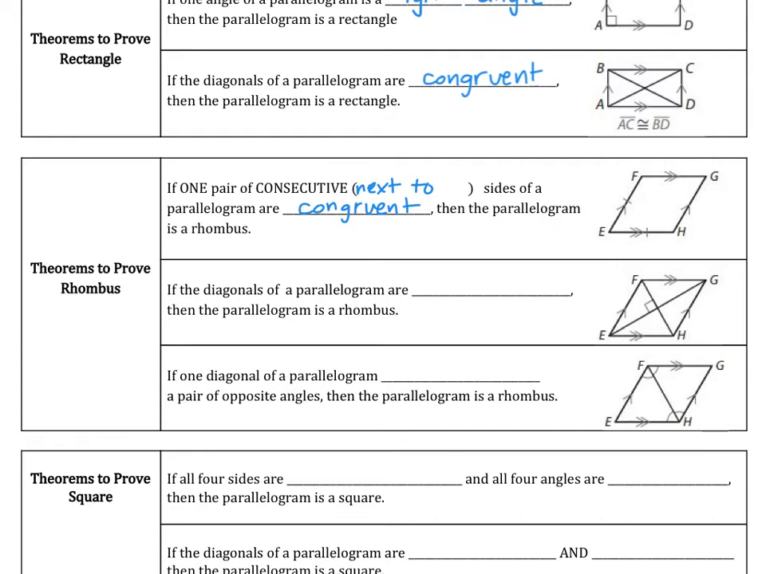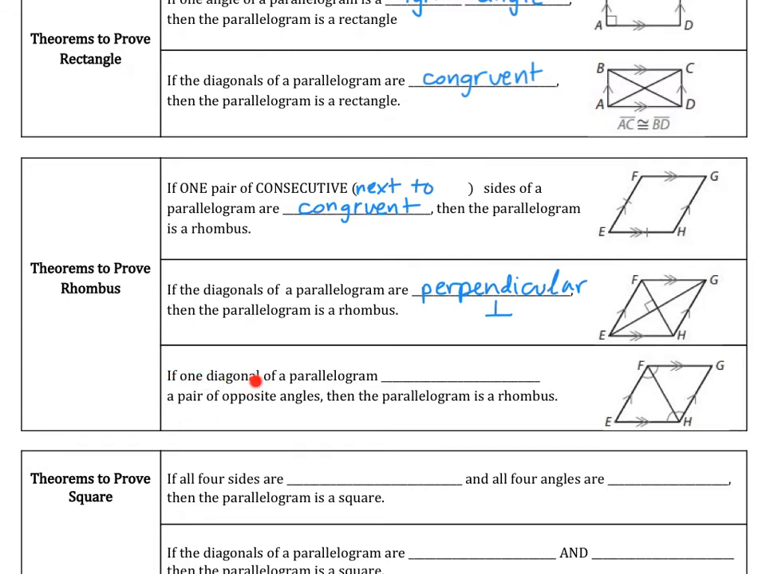The second way we can prove that something is a rhombus is if the diagonals of a parallelogram are perpendicular, meaning that they make 90-degree angles, and remember the little symbol for perpendicular looks like this, then the parallelogram is a rhombus. So here you can see that where these two diagonals intersect, we see a 90-degree angle, which means that the diagonals are perpendicular.